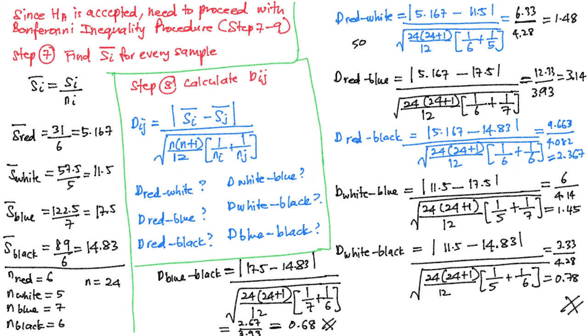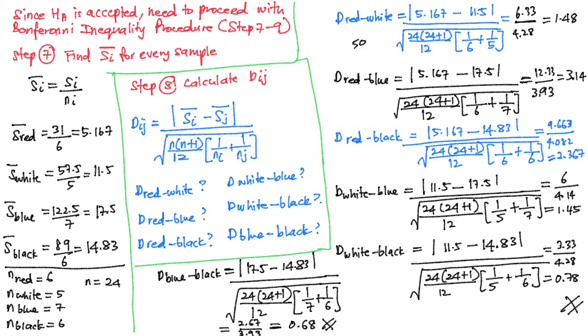Since the alternative hypothesis is accepted, we need to proceed with the Bonferroni inequality procedure, that is step 7 to step 9. In step 7, we have to find the average of SI for every sample. SI bar is given as SI divided by NI. The SI bar for red is 5.167, white 11.5, blue 17.5, and black 18.83.